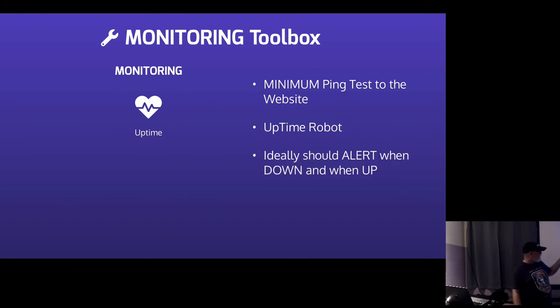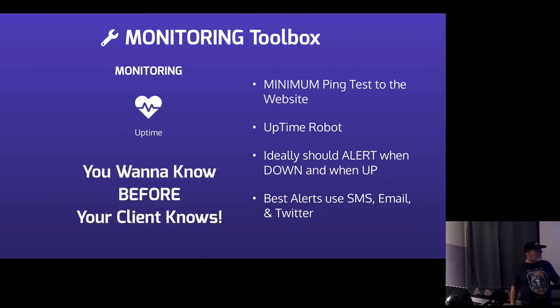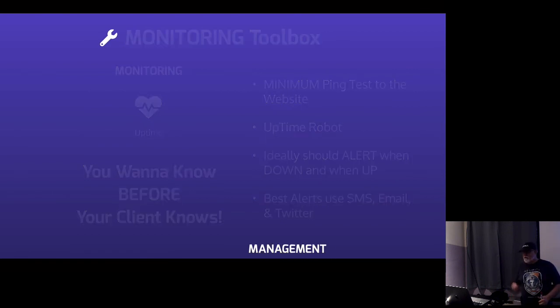Ideally, your uptime monitor should alert you when it's down and when it's back up again. You don't want an alert when it's up, but you do want an alert when it's back up and visible if you've been fixing it to try to get it back again. The best alerts use SMS, text, email, and Twitter. I think they have a lot of other interfaces along those lines. The big thing is you want to know before your client knows when your website is down.